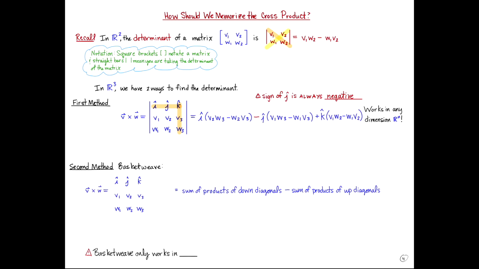The second method is what I call the basket weave method. To do this, you have to repeat the first two columns of your matrix. Copying over our i column and our j column, we can now take the sum of the products of the down diagonals minus the sum of the products of the up diagonals. Let's highlight the down diagonals in orange.